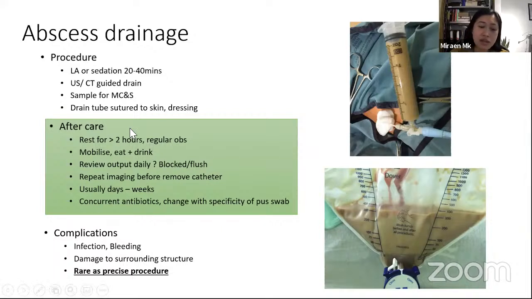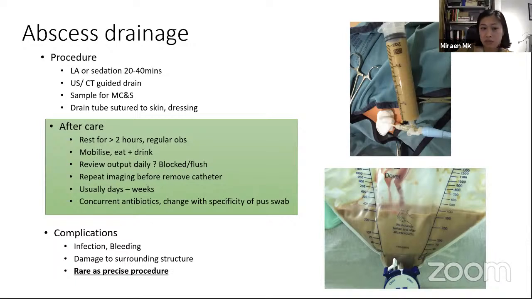Aftercare, generally take it easy for 2 hours. You want to do some observations. They can then mobilize and eat after that in the same day. Often the team who's looking after, who's requested this, will have a look at the output every day. And if you come to a point where that kind of ceases or stops, you want to check, is this because all the pus has been drained, or is the tube blocked or kinked for whatever reason? And it's worth just giving it a flush to see which is the case.